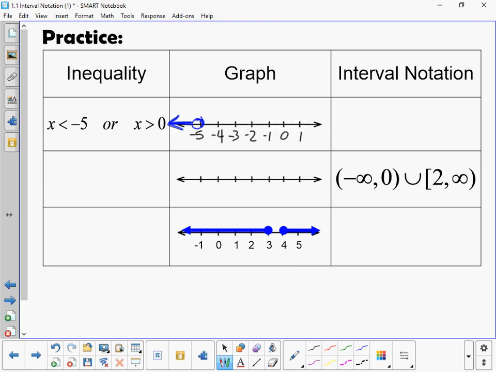And then the other part, we've got two parts in our inequality, so we're going to show two parts on our graph, is that our x needs to be greater than 0. So our graph looks like this, and neither of those are filled in because they are both strictly greater than or less than. There's no equal part of that.